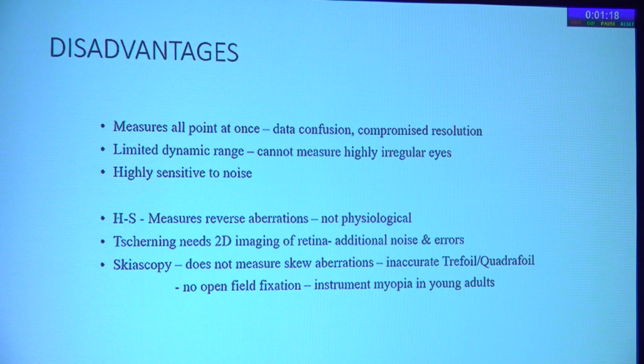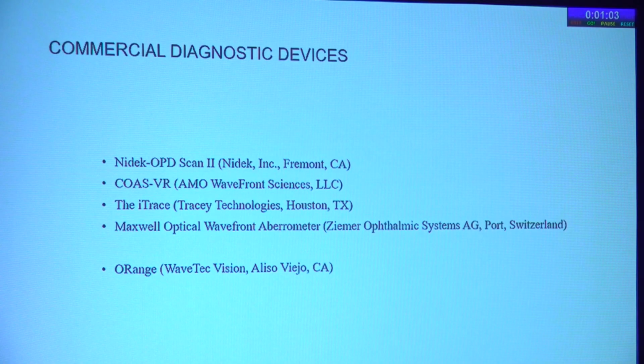Scheiner needs a 2D imaging of the retina. A 3D image which has been converted to a 2D image can lead to a lot of additional noise and errors. Skiascopy does not measure the skew deviation, so it gives inaccurate trefoil and quadrifoil. There's no open field fixation, so instrument myopia can be induced in younger adults.